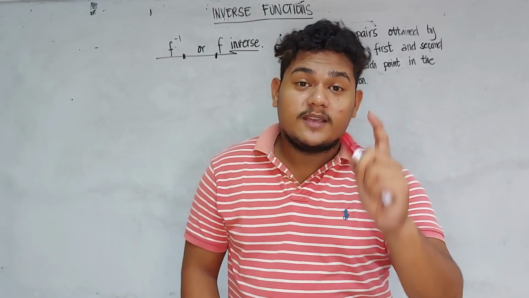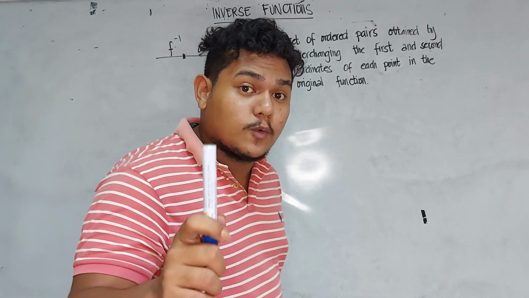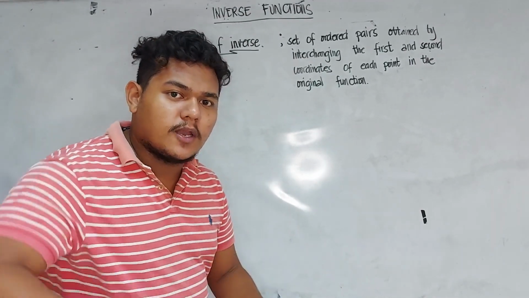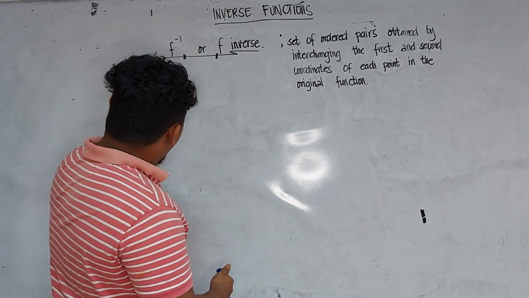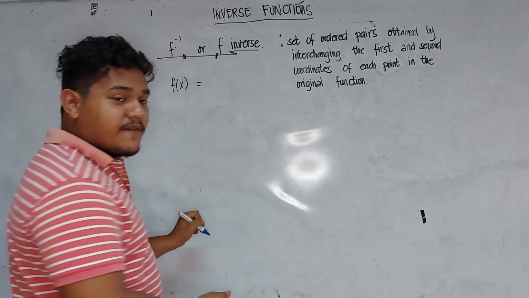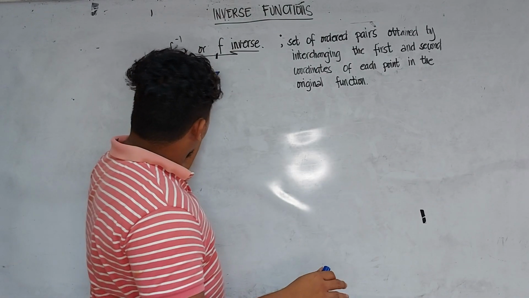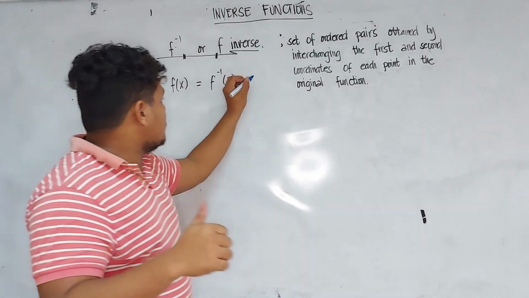Yes, that is how inverse works. Let's see how we are going to get an inverse of a given function. When we say f of x, how do you write the inverse form of f of x? You would more likely say that the inverse of this given is f to the negative 1 of x, right? Very good, that is correct.